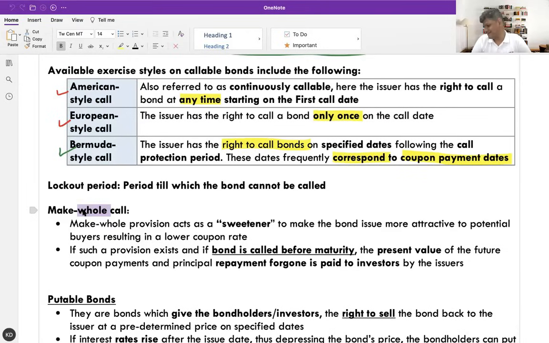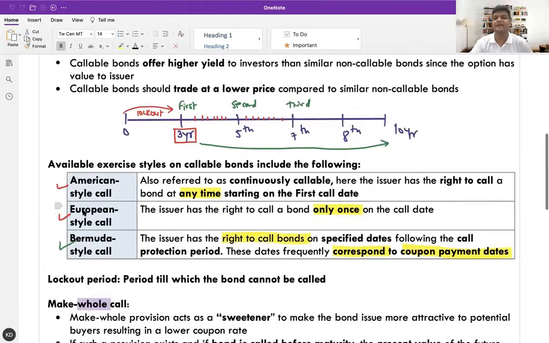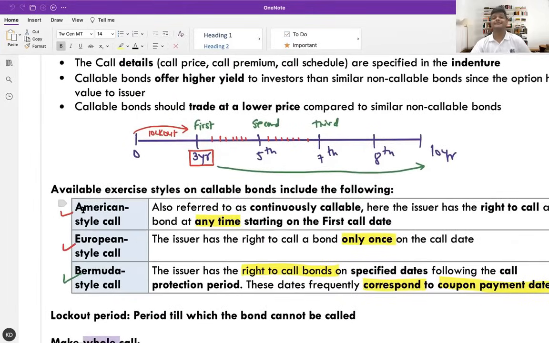Any idea? Come on, think. What would the issuer gain here? Nothing. But why is the issuer doing this? Tell me, come on. To attract more investors? Yes. Very good. One reason. Second, what if I don't need money after 3 years?